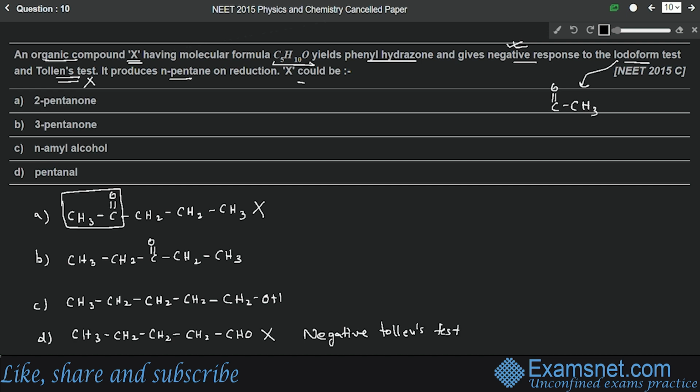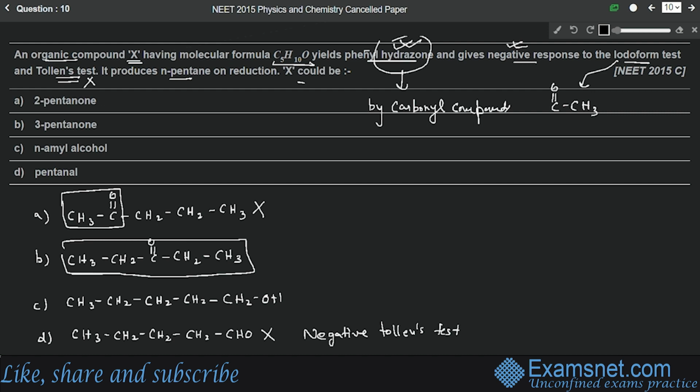Now we have two options. What else is mentioned in the question? It is given that it will yield hydrazone, right? We know that hydrazone is yielded by carbonyl compounds. So out of B and C, the second one, that means B is a carbonyl compound. C is an alcohol. It is not yielded by alcohol. So alcohol is also eliminated from here. So it is quite clear that option B will be the correct answer.